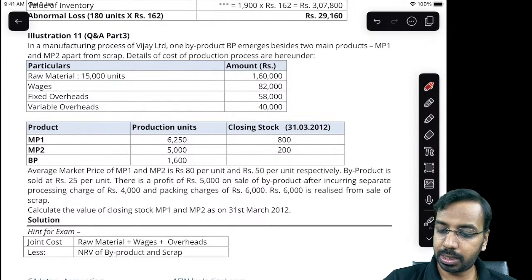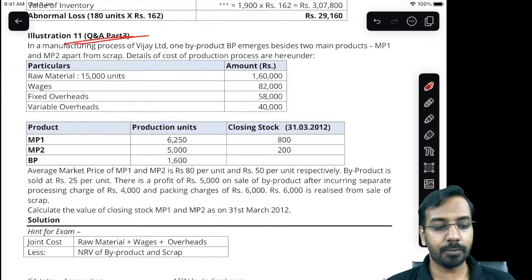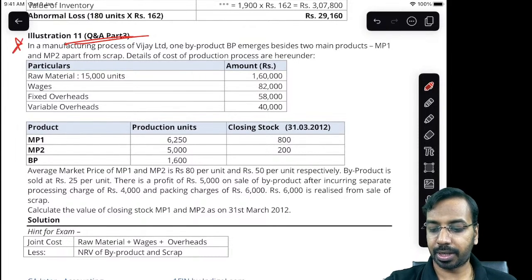Okay, no questions. This is a very important question, has been tested time and again. So please ensure you practice this question. Market is important as well.